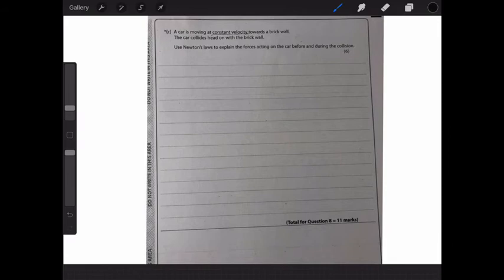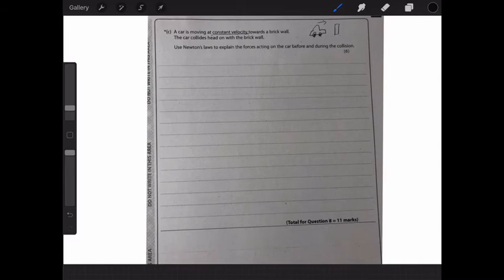And it's moving towards a brick wall. So I'm building a picture in my mind right now of this car and a brick wall. And the car is moving towards the brick wall. Doesn't look like it's going to end well. The car collides head on with the brick wall, right? So the car's going to crash into the wall.